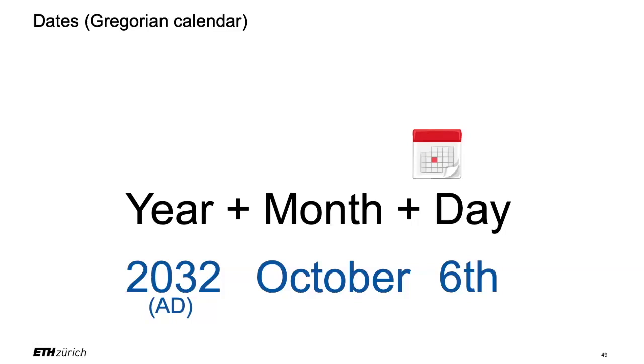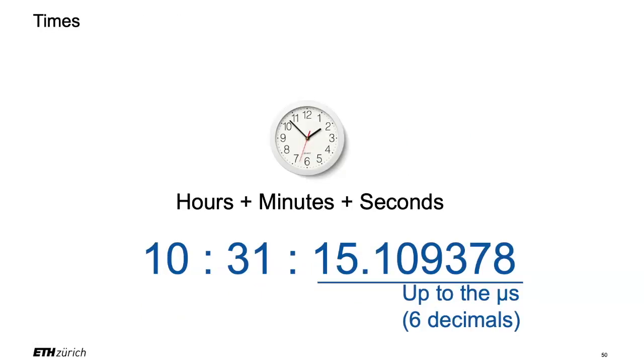You need the year, you need the month, and you need the day. That's all you need. The year can also be negative, right? By the way, there's no year 0. Many people don't realize that. It's -1 and then 1. Okay, so that's the Gregorian calendar.